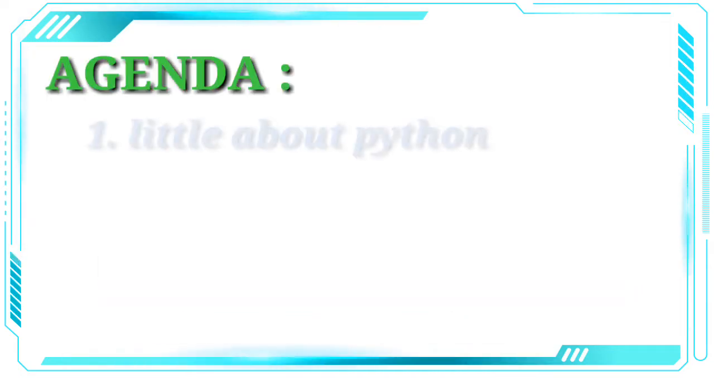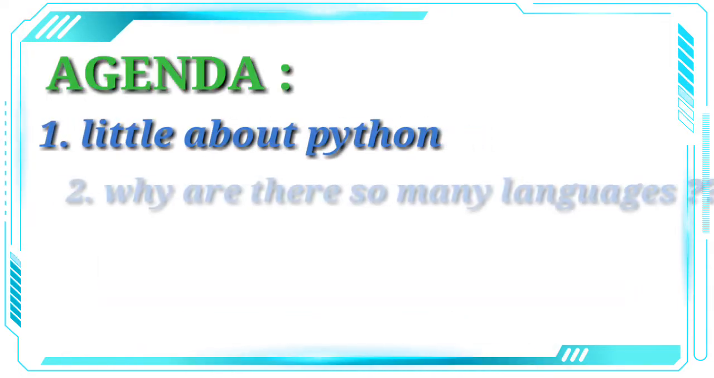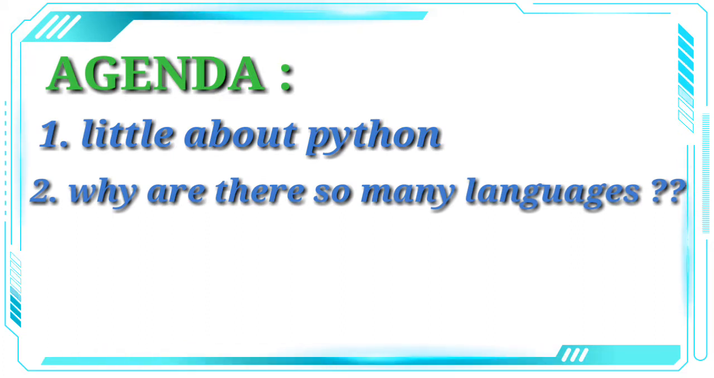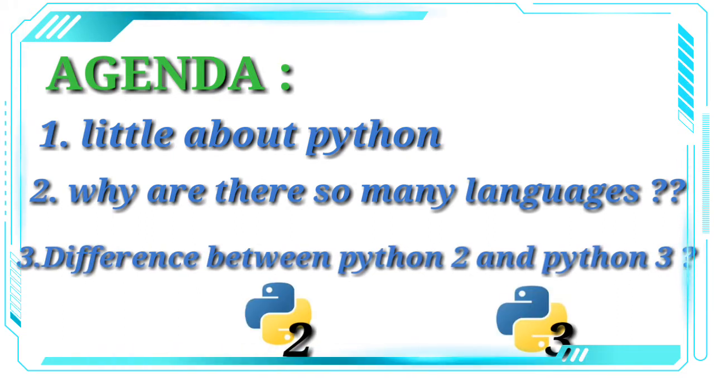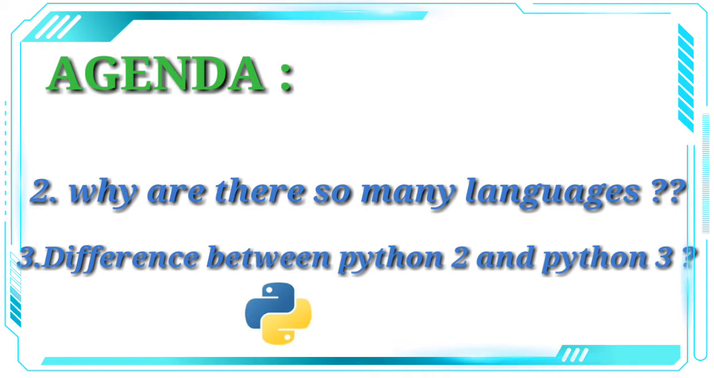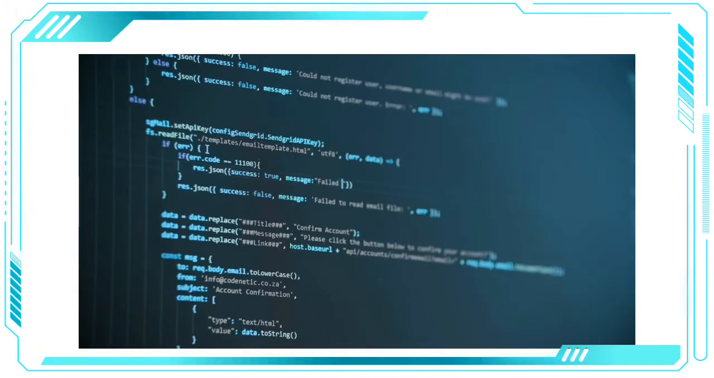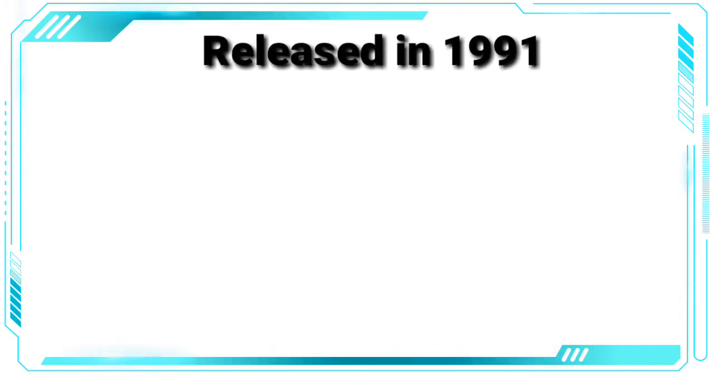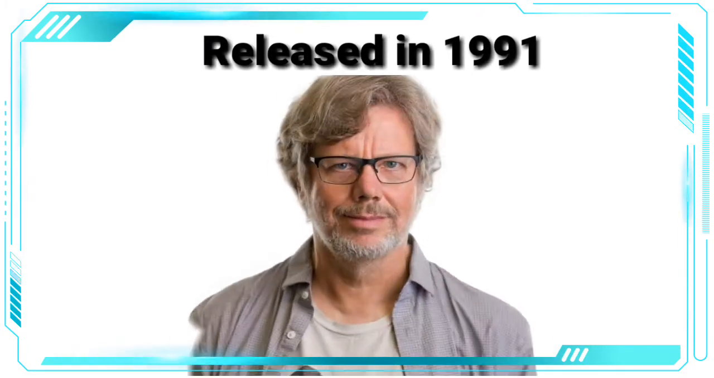Hi, let's today talk about Python, why there are so many different languages, and what is the difference between Python 2 and Python 3. Python is basically a programming language which is very close to English. It was first released in 1991 and created by Guido van Rossum, and it is a very easy and great language to learn.